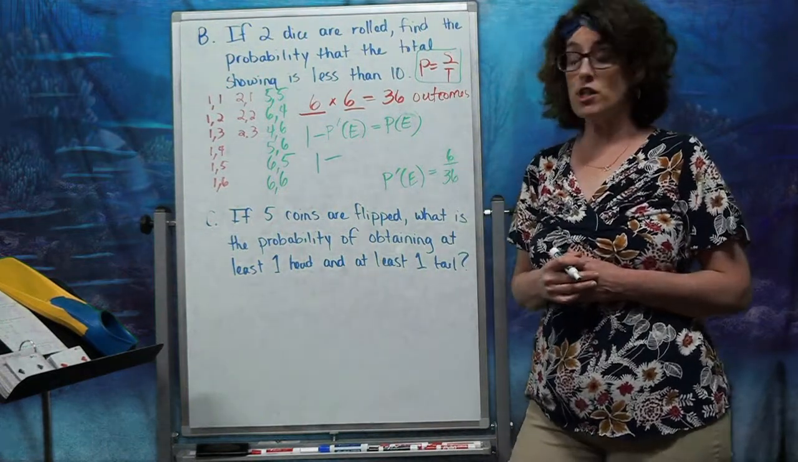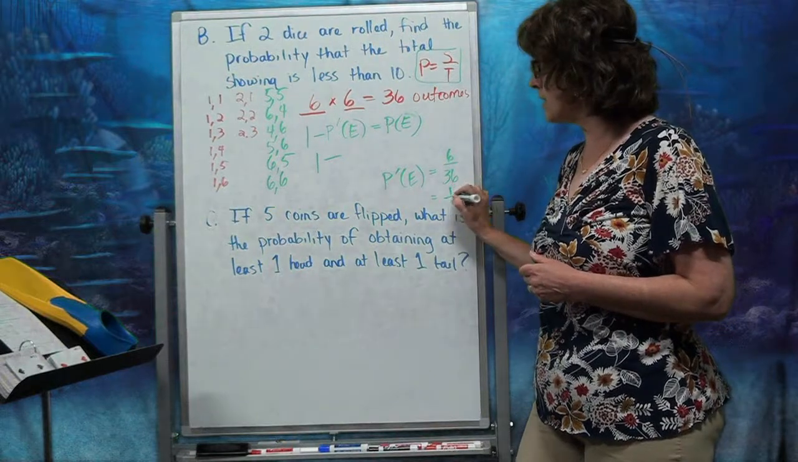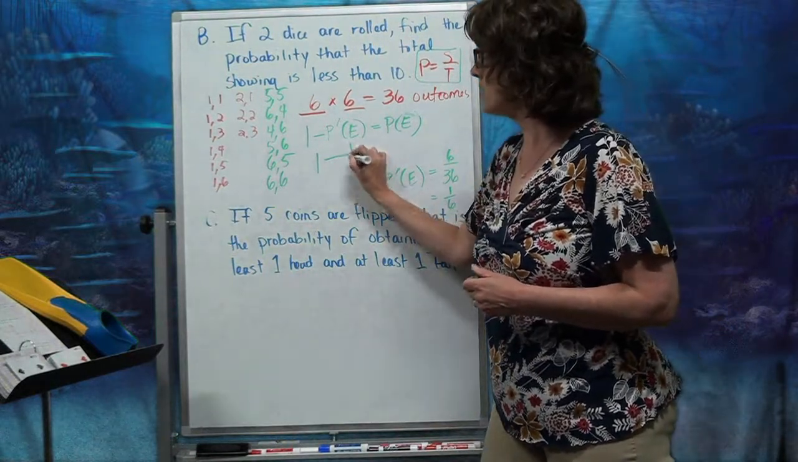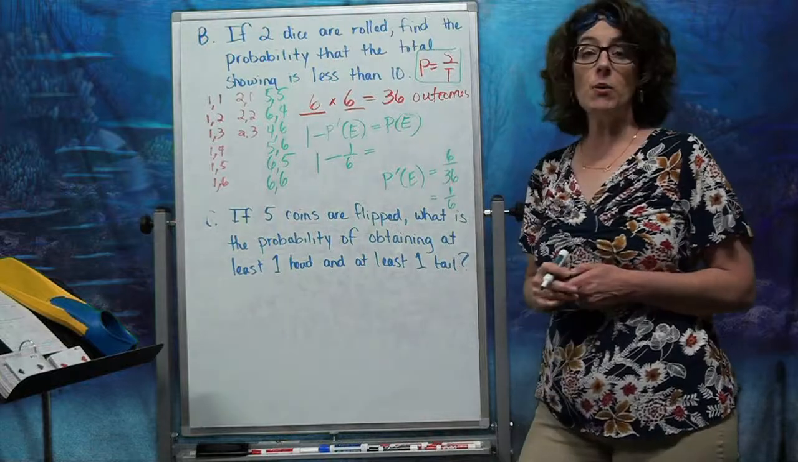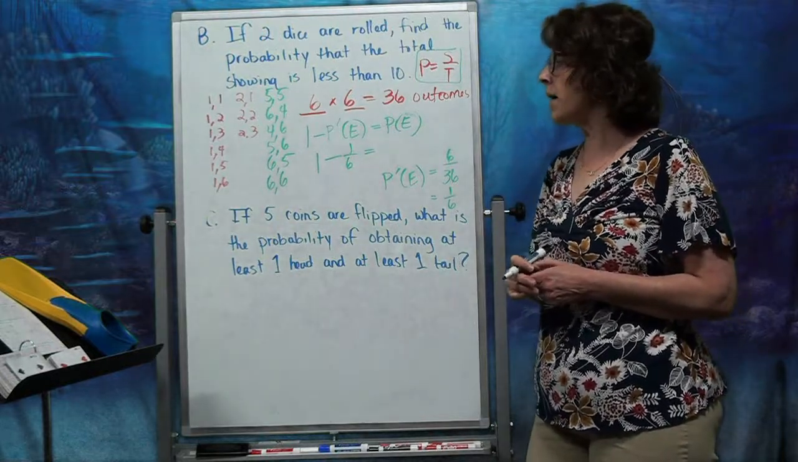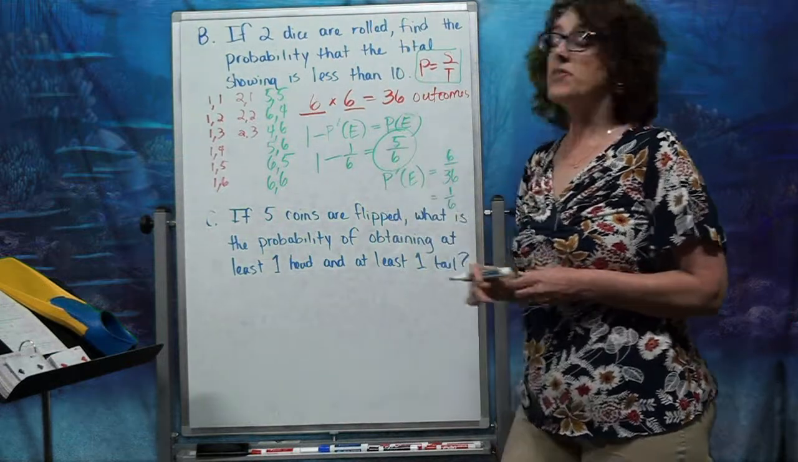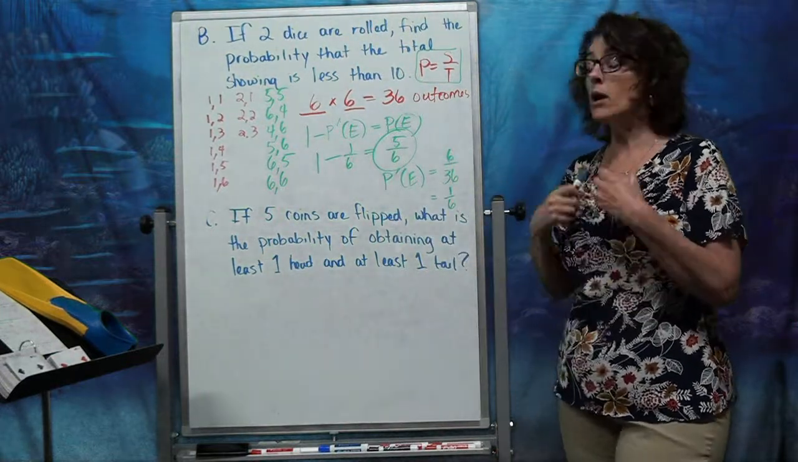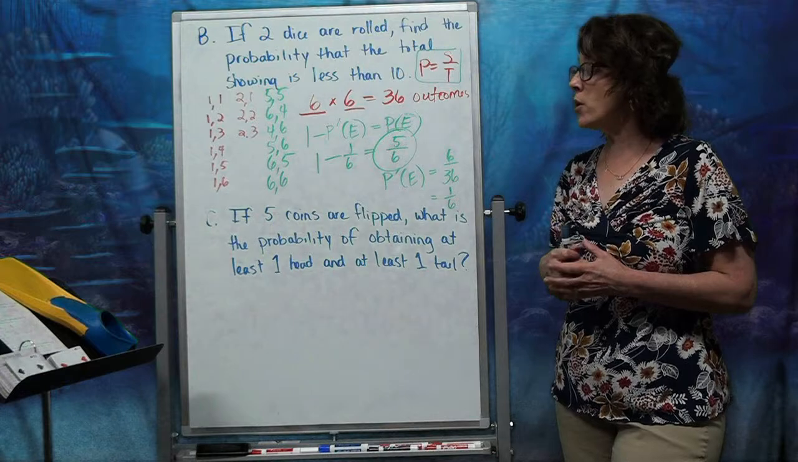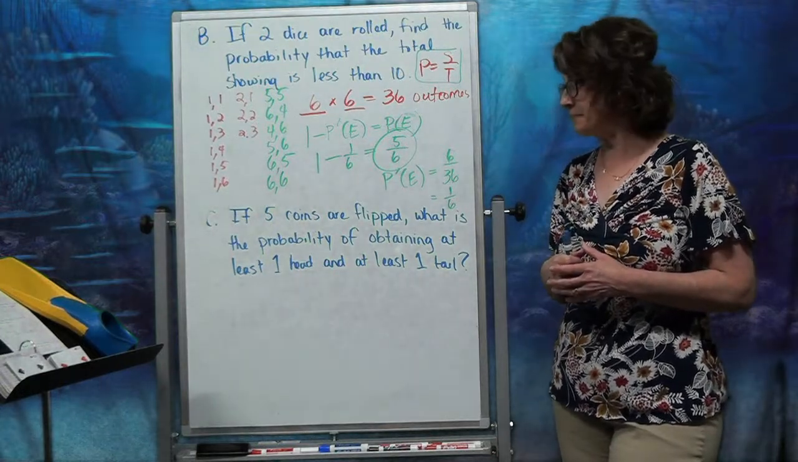Always simplify a fraction if you can. This simplifies to 1/6. So I'm going to take that 1/6 out. That will leave me what I'm looking for. And if I take a 1 minus a 1/6, that gives me 5/6. That's the probability of when I roll those two dice, the total showing will be less than a 10.